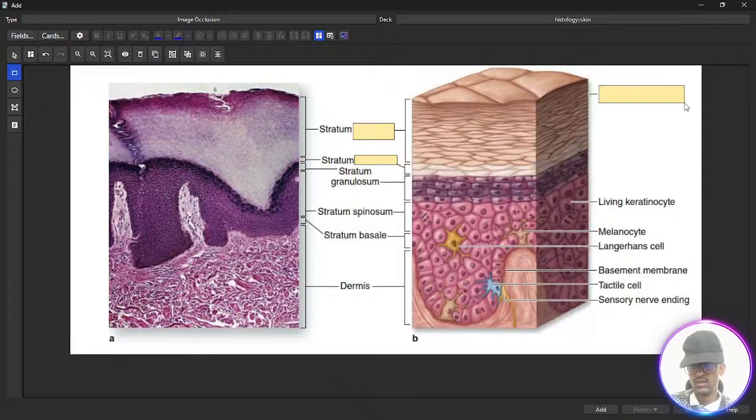Let's go back to this. Then stratum granulosum. This one is stratum granulosum. As you can see, this is stratum granulosum, and this one is stratum lucidum. This is granulosum, this is lucidum, and this is stratum corneum. This is non-keratinized, dead keratin, and the spinosum produces what?